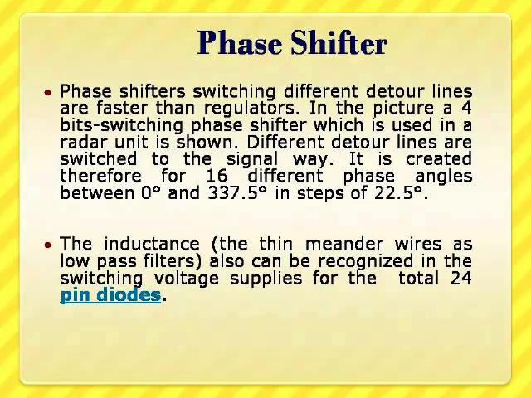It is created therefore for 16 different phase angles between 0 degrees to 337.5, because the next step is again equal to 0 degrees. So each step is about 22.5 degrees. The inductance can also be recognized in this to switching voltage supplies for the total 24 PIN or pin diodes.